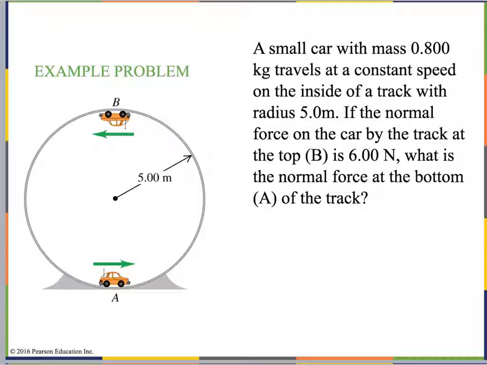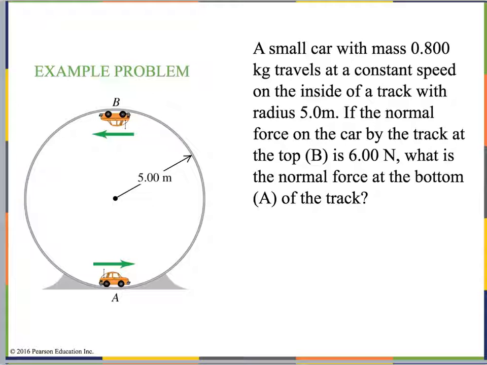And so I want to move on to look at another problem. So here is a car. This is like a little play car on one of those little play tracks. The radius of the track is rather large at 5 meters, but in any case, the kids hit the jackpot with the toys. The mass of the car is 0.8 kilograms, and we're told the normal force on the car by the track at the top is 6 newtons, and then we want to find the normal force at the bottom.